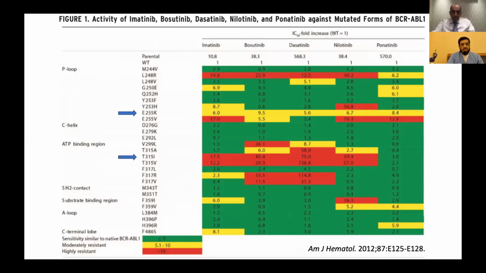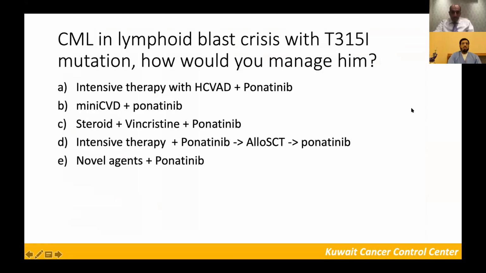And these are the mutations that we found in the patients. The T315I mutation only responds to Ponatinib, and E255 is another bad mutation that has an intermediate or moderate resistance to Ponatinib. So the patient now is in lymphoid blast crisis with T315I mutation, and remember he is 61 with cardiac risk factors, including ischemic heart disease and a low ejection fraction of 35%.